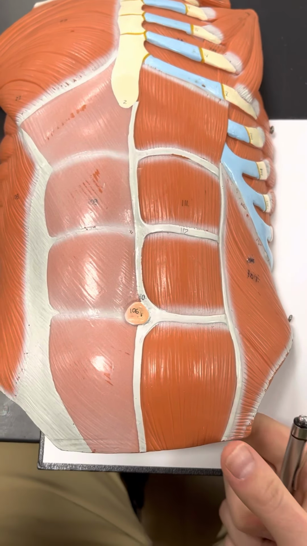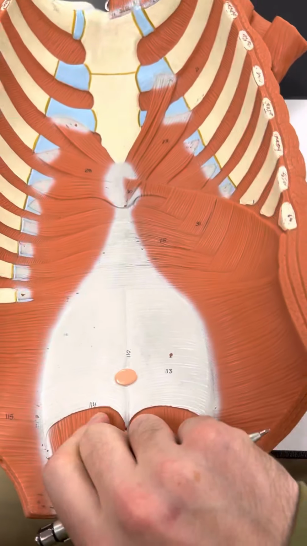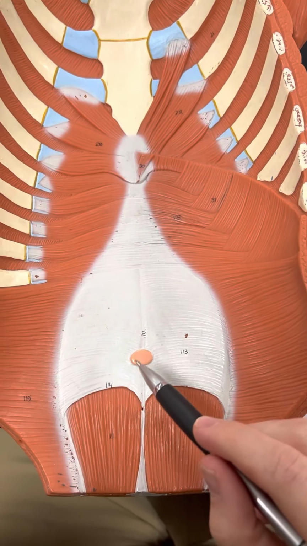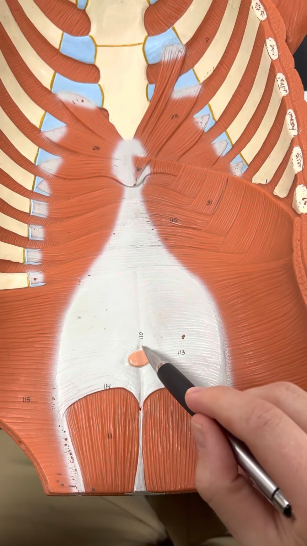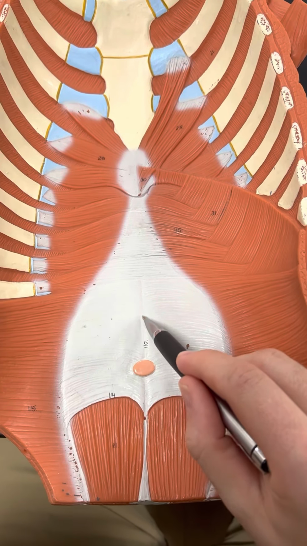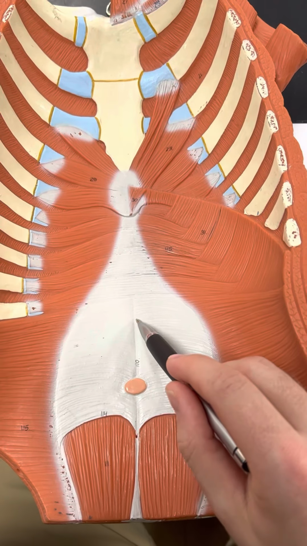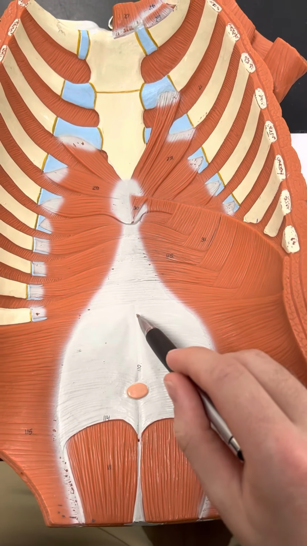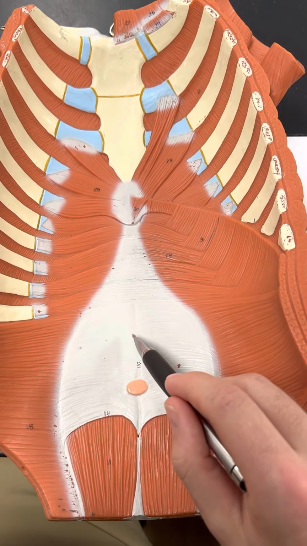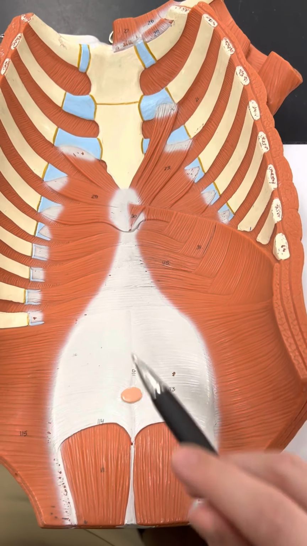Linea alba is located on the posterior side by the belly button, number 110. It's that line that runs vertically up and down. This is the linea alba.